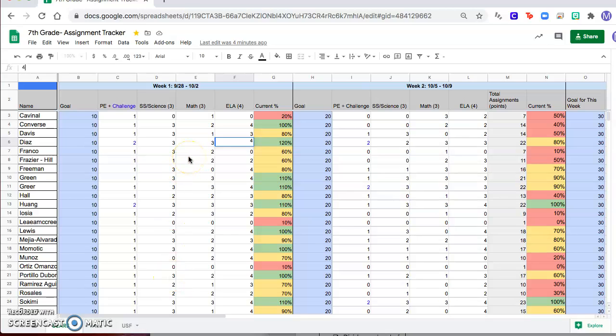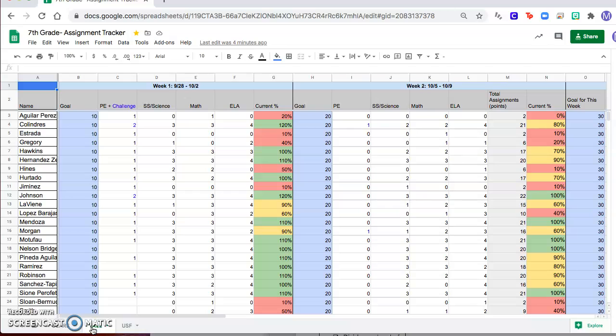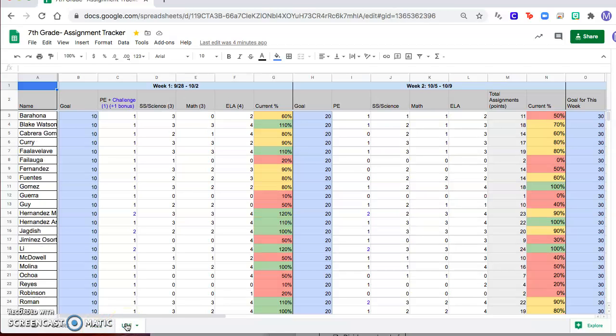So this video is meant to explain the assignment tracker for 7th grade. Basically this is split into each homeroom. So at the bottom, if your student is in Bears, Bears is the first one. If your student is in Yale, you would just press Yale. And if your student is in USF, then you would hit USF.